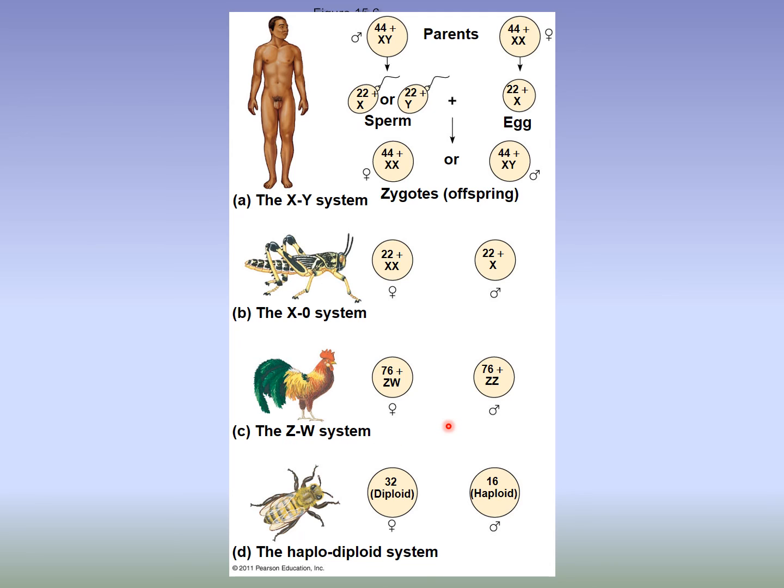And then we have the ZW system in some mammals. So here, this shows 76 chromosomes. However, the females have the ZW chromosomes and the males have two Z chromosomes. So it looks like the males have the chromosomes that are more homologous than the females, right? And then here we have in other insects, the haplodiploid system. So the females are diploid and the males are haploid. Okay, so there are different systems for sex determination in different types of organisms.